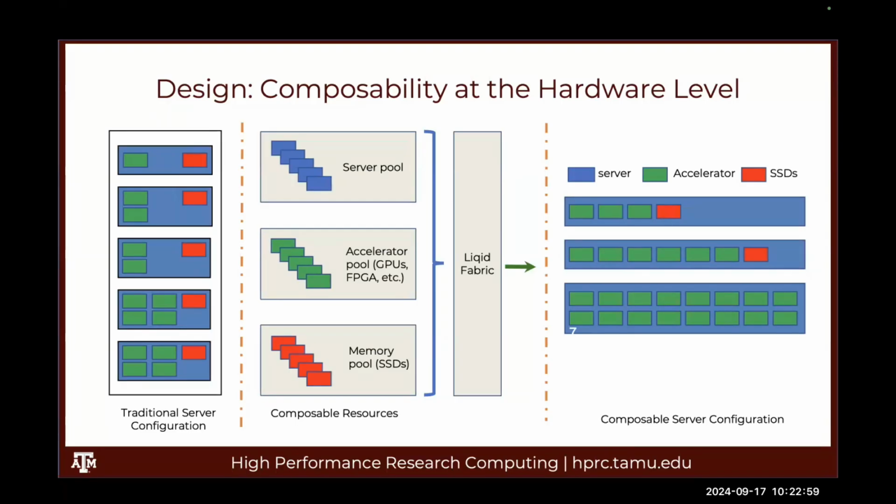For the composable layout, the resources will be in pools, for example, a server pool, an accelerator pool, and a memory pool. So when we want to compose a node, ACES uses the liquid fabric. It can fetch, for example, 16 Intel data center GPUs to a node, and then compose this node.